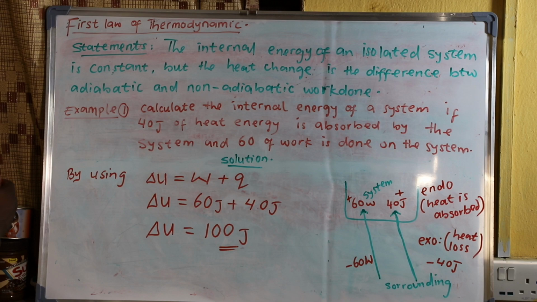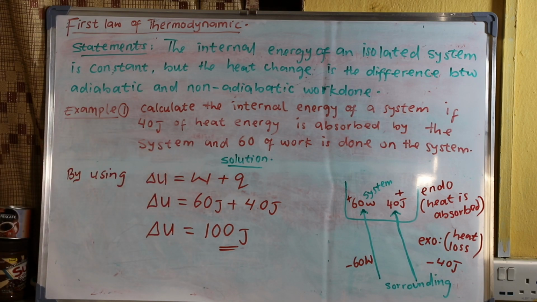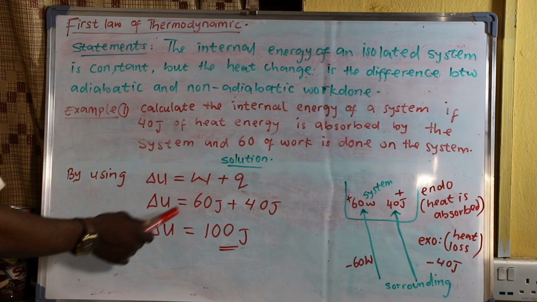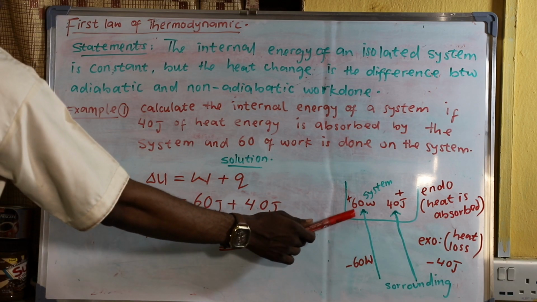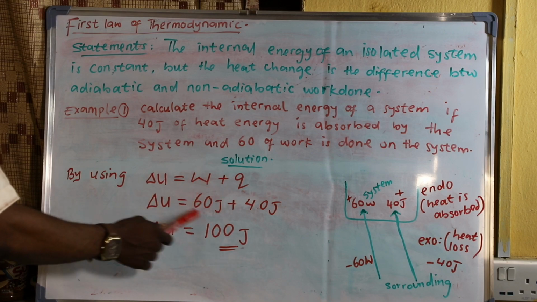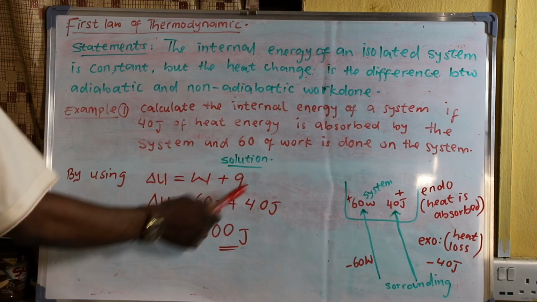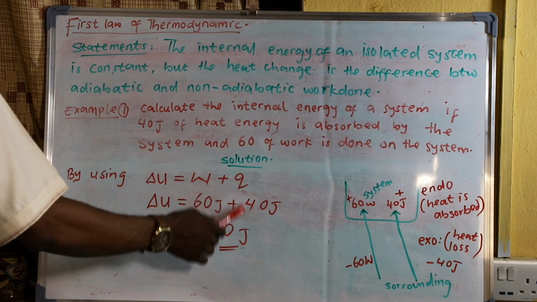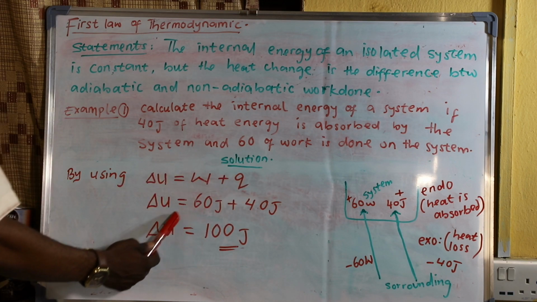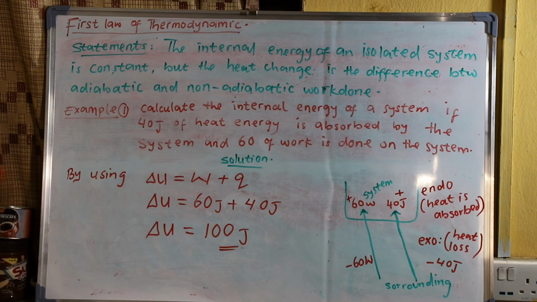That means the system absorbed 40 joule of heat. So now, using this formula, change in U is equal to W plus Q, work done plus the quantity of heat supplied. Then dU is equal to, since the system gained 60 joule of work, we assign 60 joule as positive, and it also gained 40 joule of heat, so we assign 40 joule as positive. So dU is equal to 60 joule plus 40 joule, which gives us 100 joule.